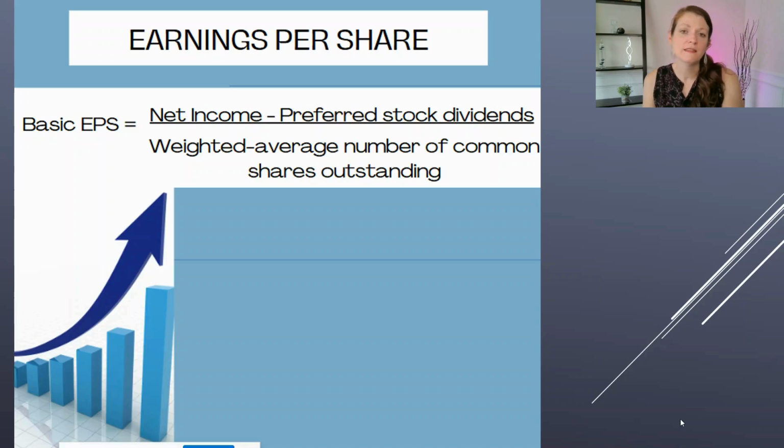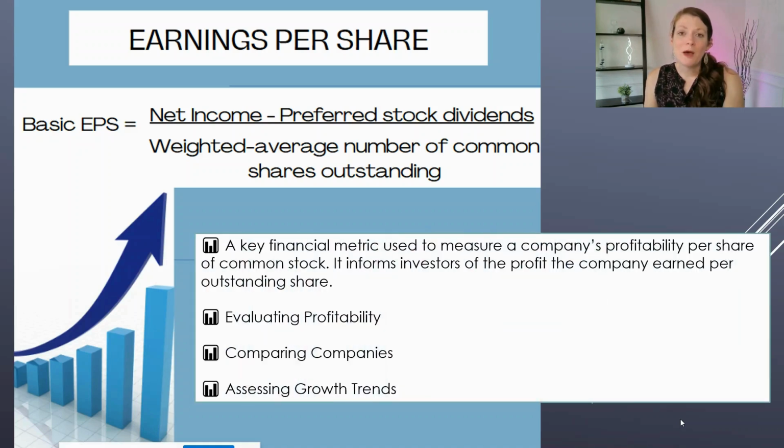We're going to touch on this a little bit in this chapter, and then in Intermediate 2, we dig into it a lot more and it gets more complicated. So let's talk a little bit about what it's used for, then we'll see an example. It is a key financial metric that's used to measure the company's profitability per share of common stock. It informs the investors of the profit the company earned per outstanding share.